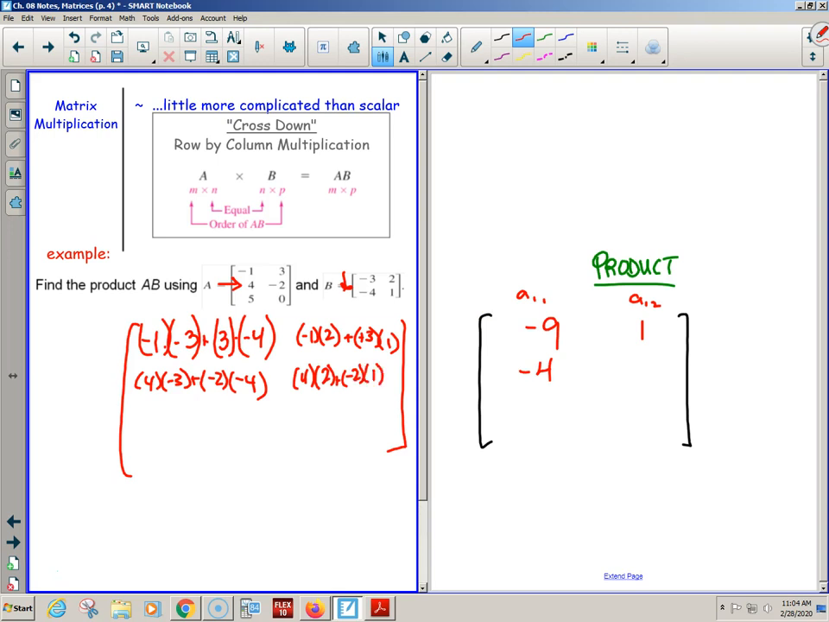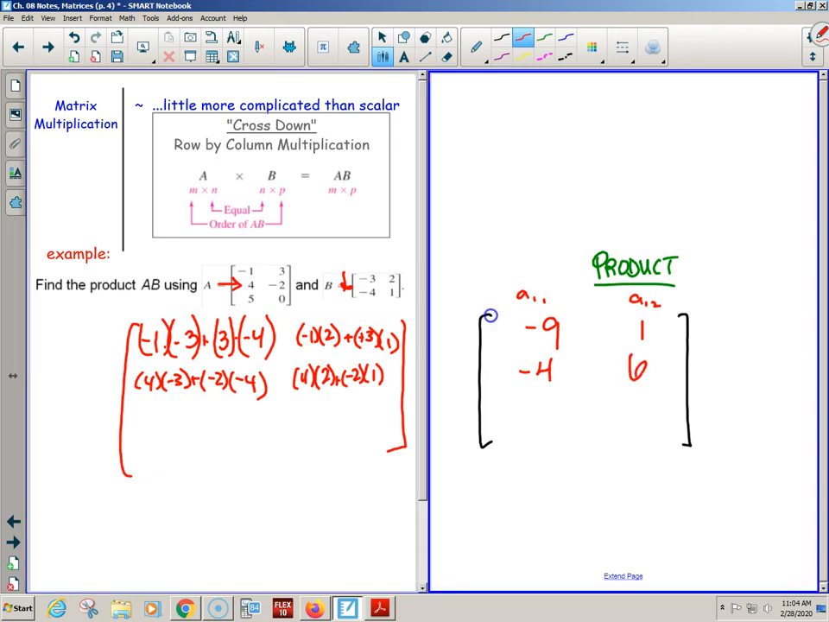Or point and shoot. 4 and 2 is 8. Negative 2 and 1 is negative 2. 8 minus 2 is 6. Are we okay? See where I'm getting my numbers from.